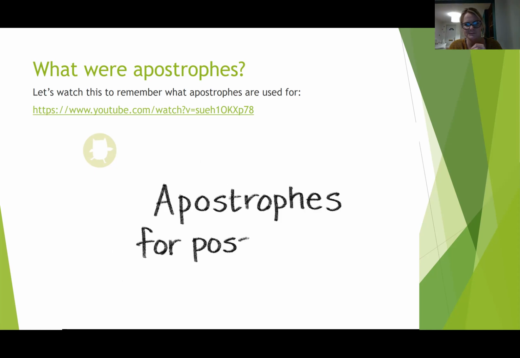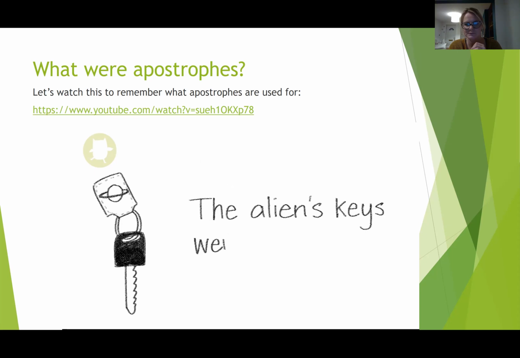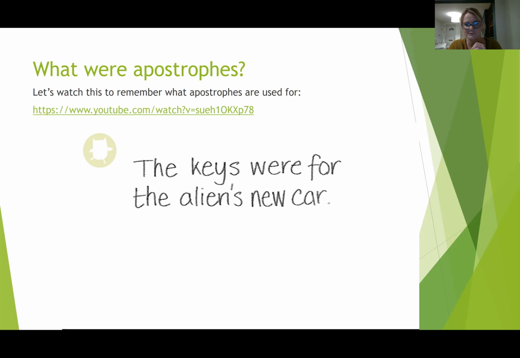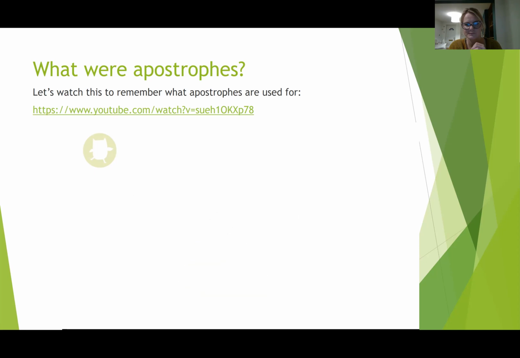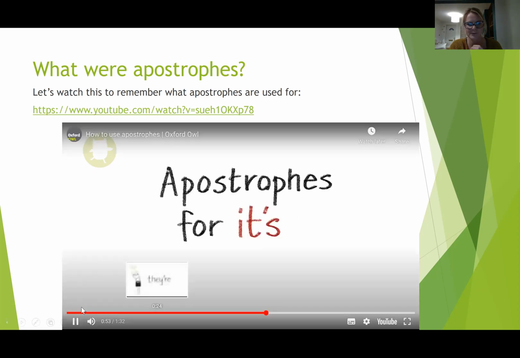Apostrophes for possession. An apostrophe can show ownership or possession. This is called a possessive apostrophe. Possessive apostrophes show that something belongs to or is for someone or something. The alien's keys were on the floor. The keys were for the alien's new car. Apostrophes for its. It's it.